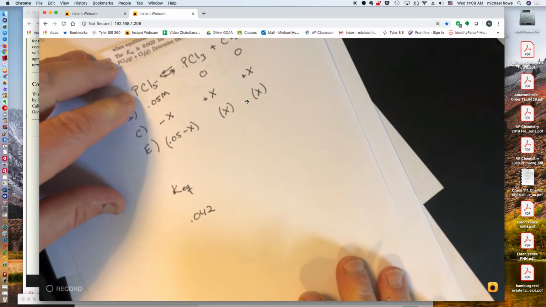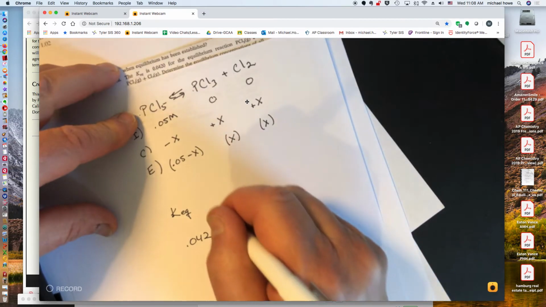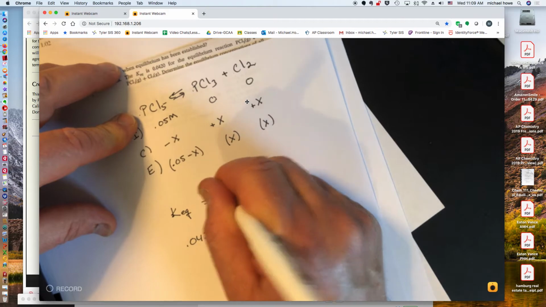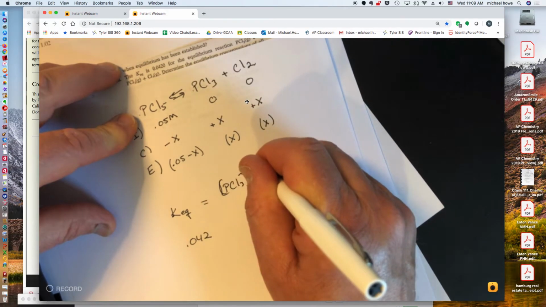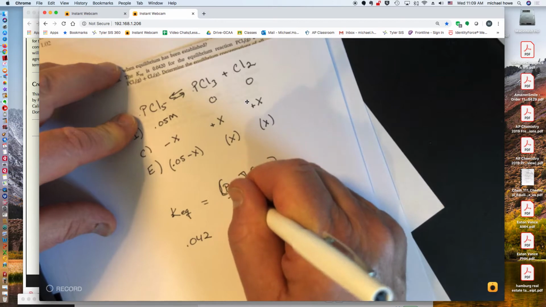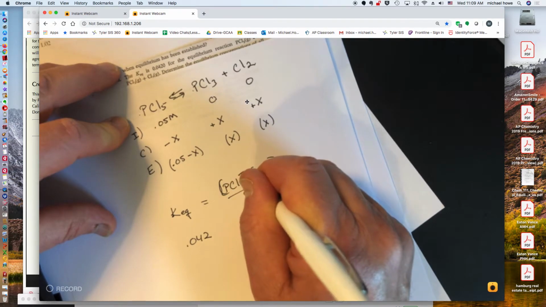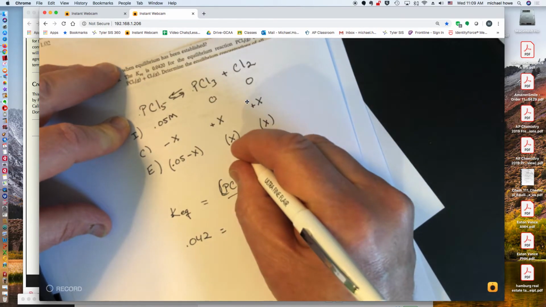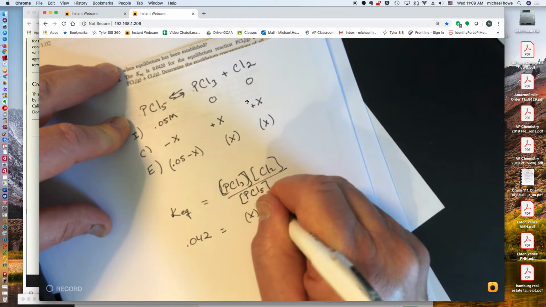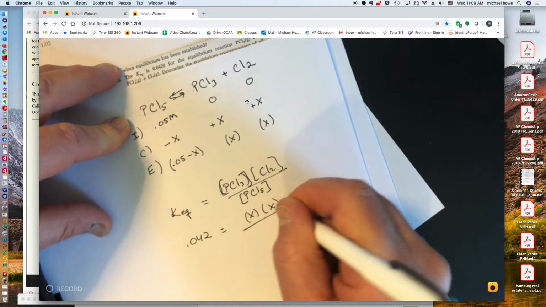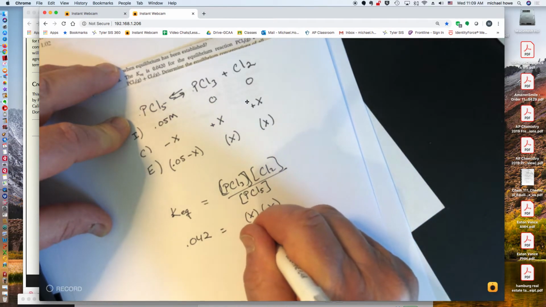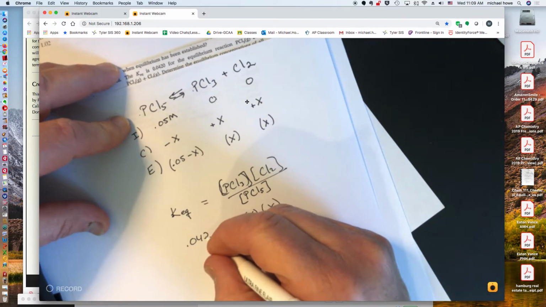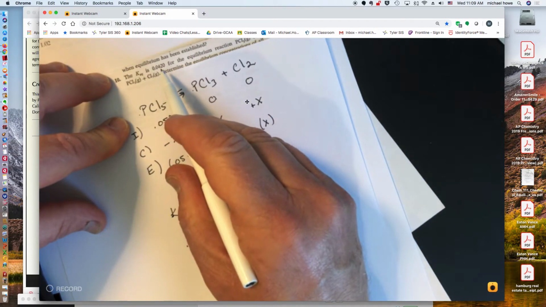Okay, I'm running off the screen here. So 0.042 is going to equal the products. In this case, it's PCl3 multiplied, those are concentrations, multiplied by the Cl2 divided by the PCl5. So the PCl3 we said was X, and the Cl2 is X, and the PCl5 is going to be 0.05 minus X. Once again, 0.042 was the constant that was given in the problem up here.